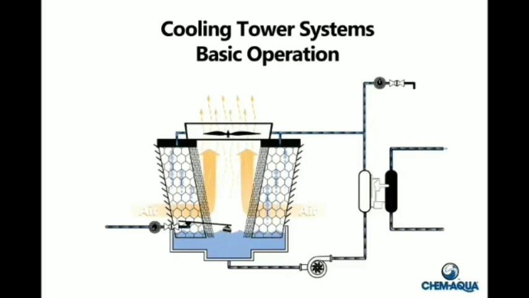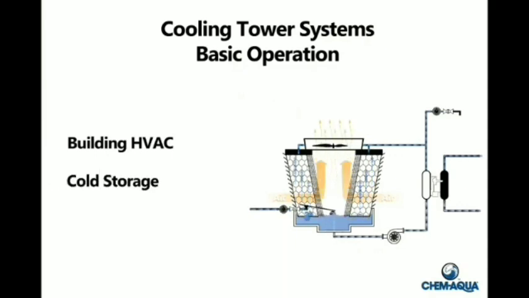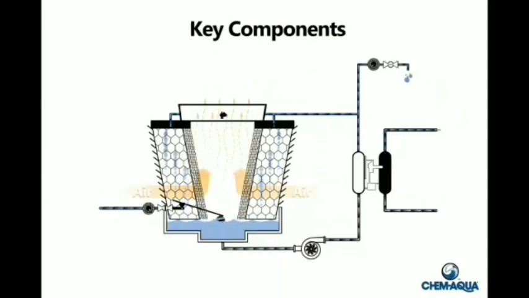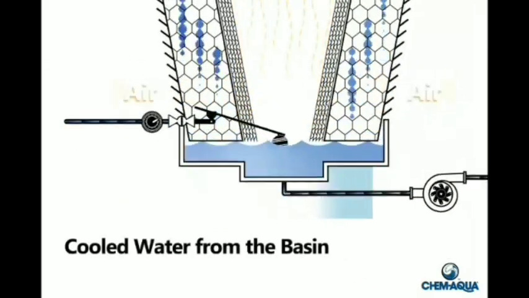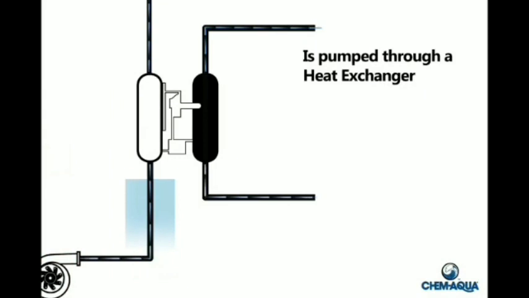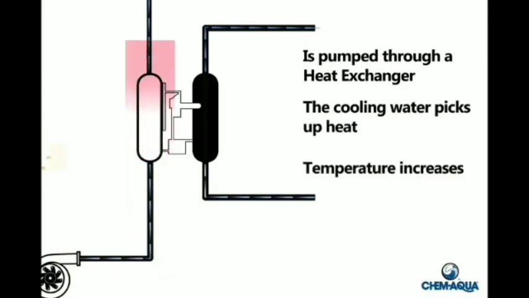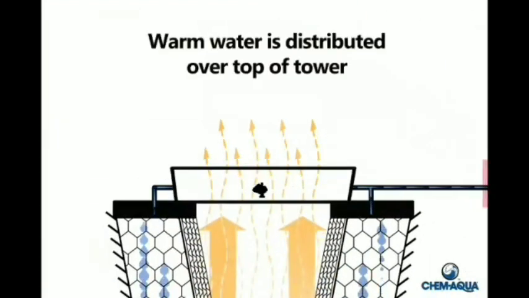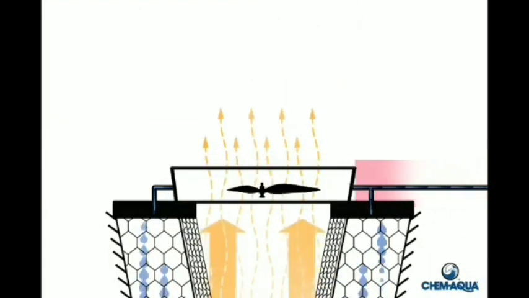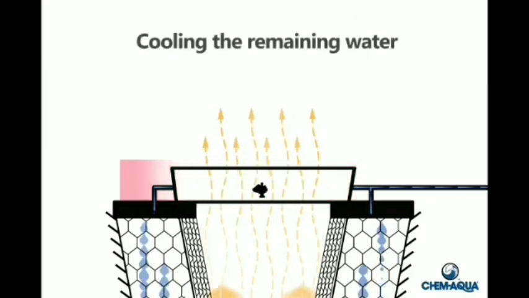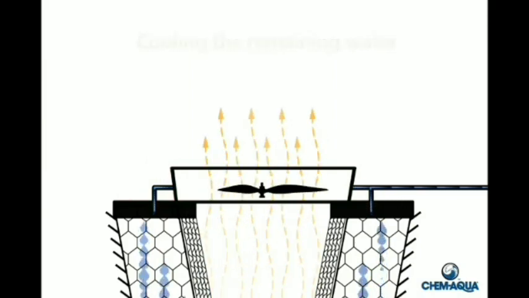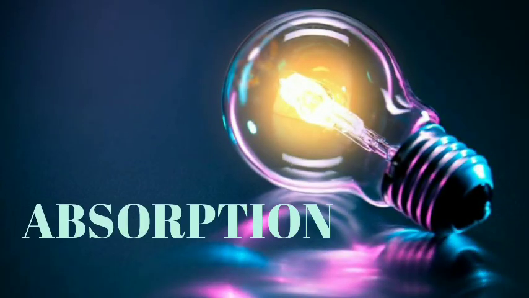Cooling tower systems are widely used to provide cooling in industrial and commercial applications, including building HVAC, cold storage, and industrial cooling. The key components of a cooling system are the cooling tower, recirculating pump, and heat exchanger. Cooled water from the basin is pumped through a heat exchanger. The cooling water picks up heat, and its temperature increases. Warm water is distributed over the top of the tower, where air moves past the warm water, evaporating a portion of the water and cooling the remaining water. Repeating the loop.